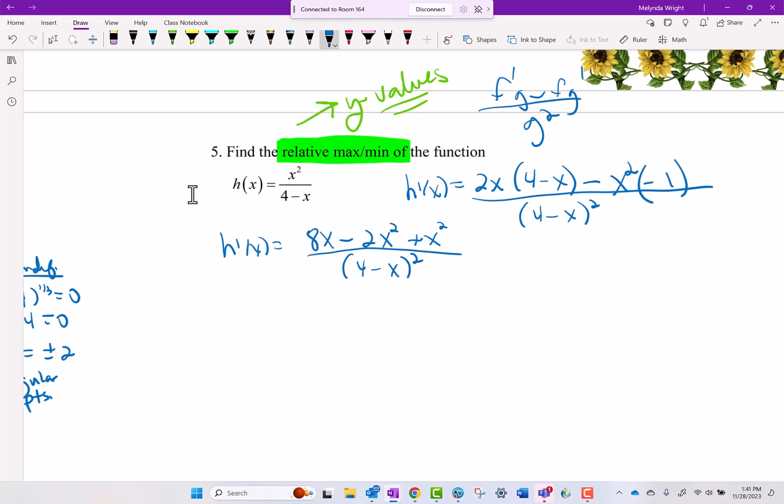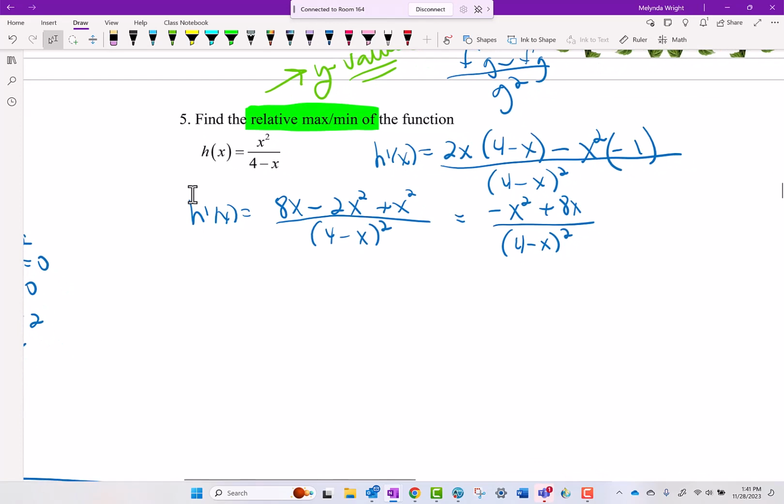Okay, continuing to clean it up, I combine like terms and I get negative x squared plus 8x over 4 minus x squared. Okay, we have our first derivative. Once we have our first derivative, what are you supposed to do? Find the critical numbers. How do we find the critical numbers? Set the top and bottom equal to 0.